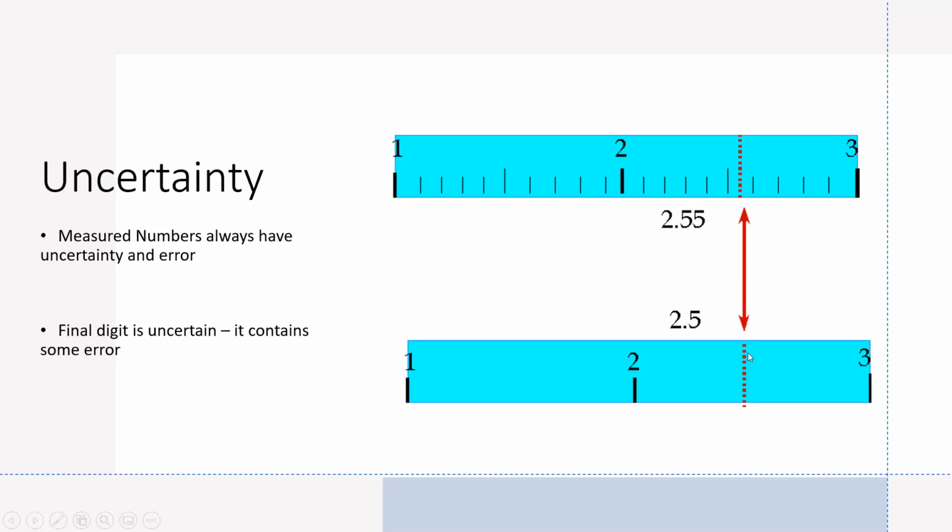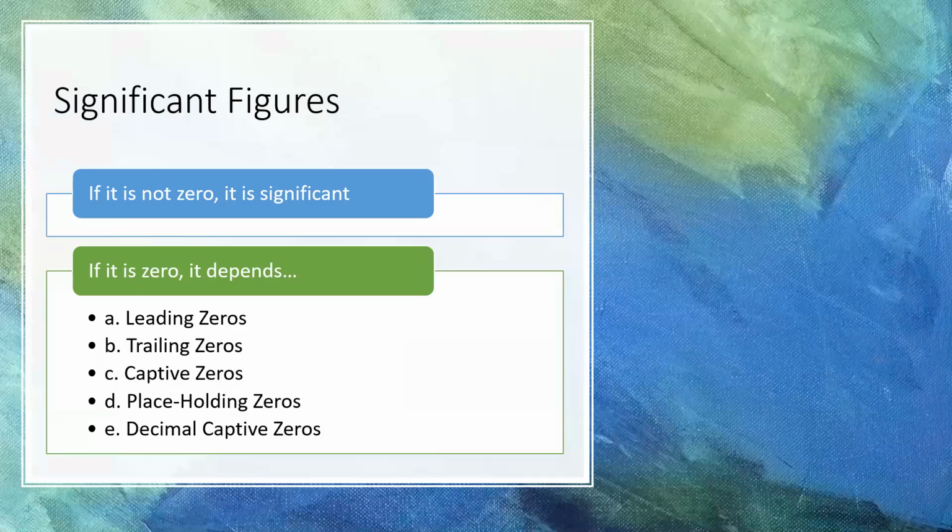Now here, let's say that there's less little guiding marks for us to measure against, right? We don't know exactly where 2.5 is. We know where 2 and 3 are. So we had to estimate for 2.5. So this time, this 5 has uncertainty in it. So with measured numbers, the final digit has some amount of error in it. And that's what significant figures are going to help us deal with.